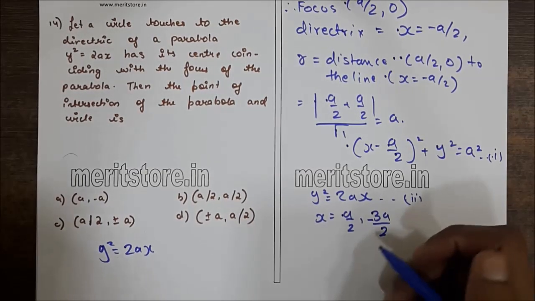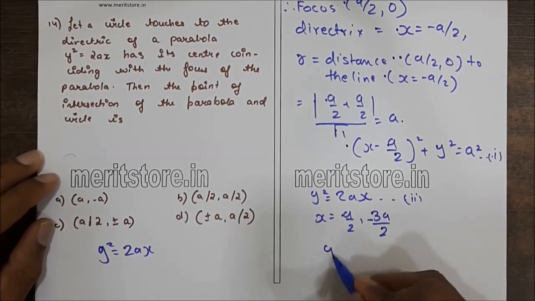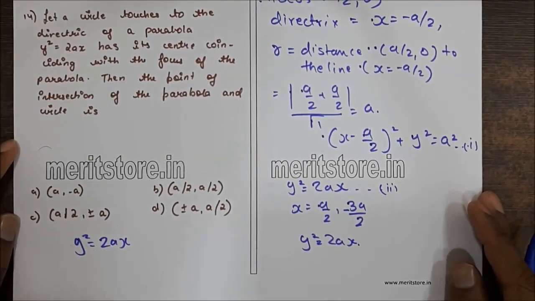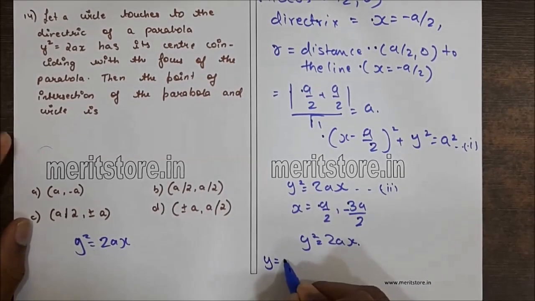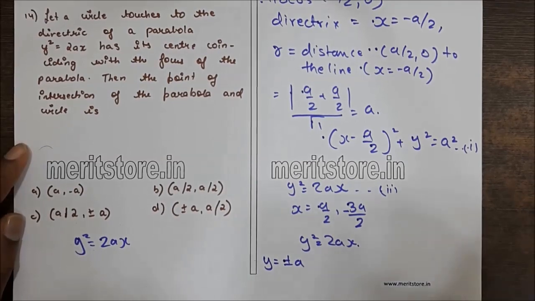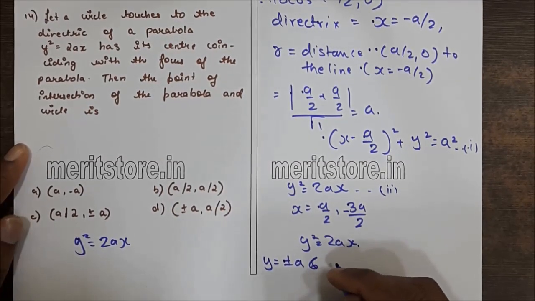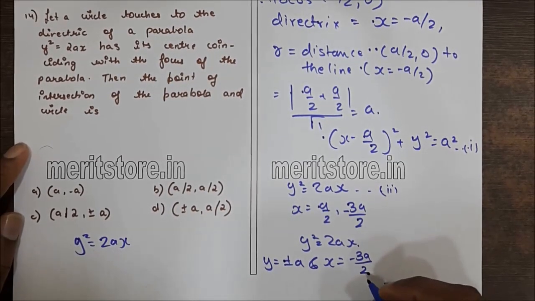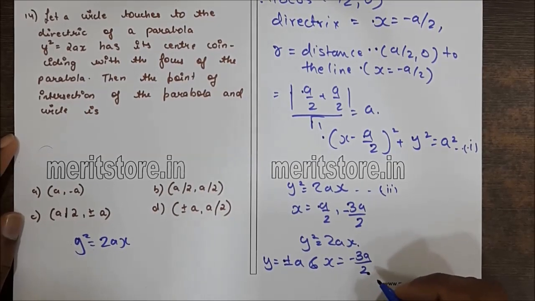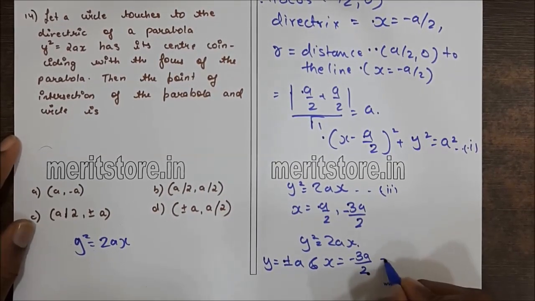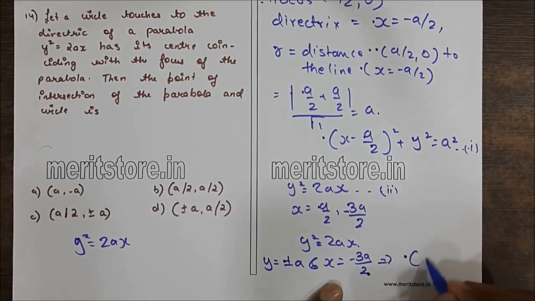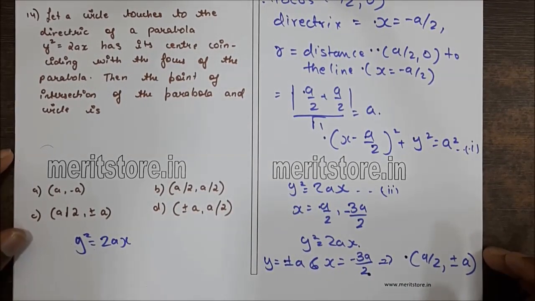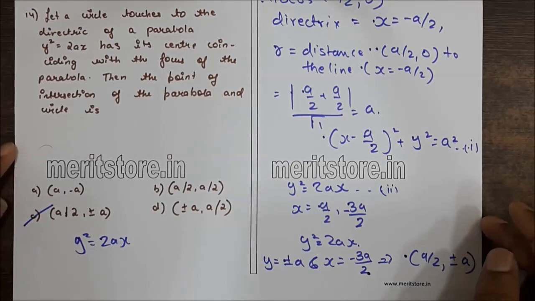Putting this value in equation y square is equal to 2ax, we get y equal to plus minus a, and x is equal to minus 3a upon 2 gives imaginary values of y. So the required points are a by 2 comma plus minus a, which is our option C. Therefore, option C is the correct answer.